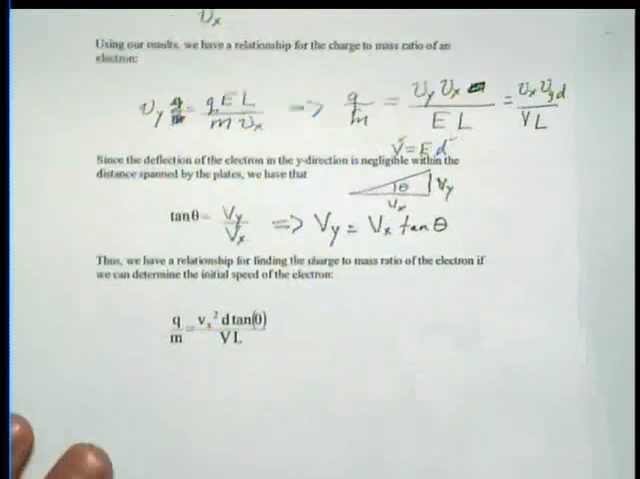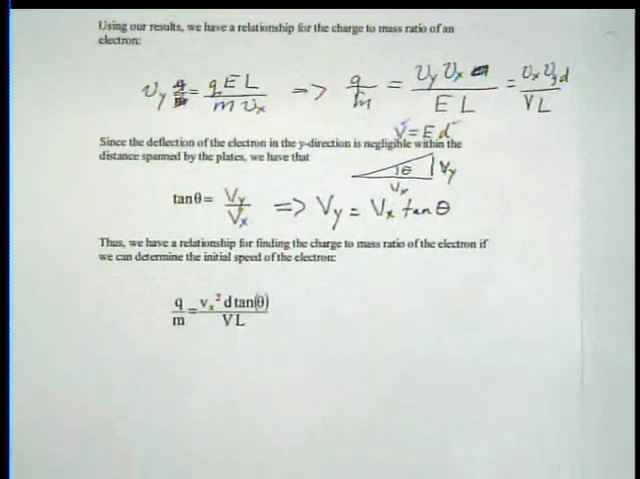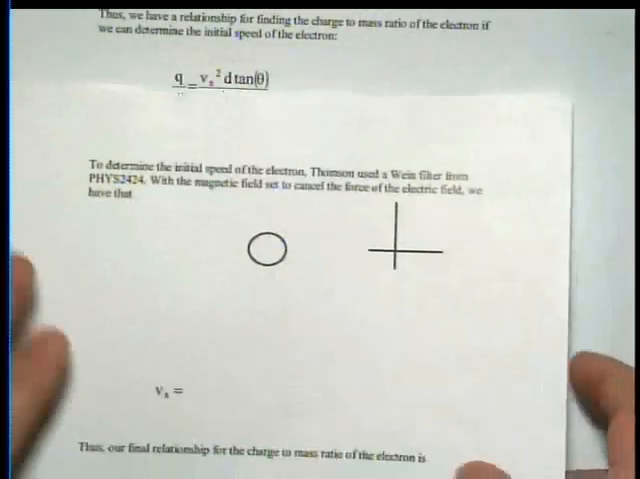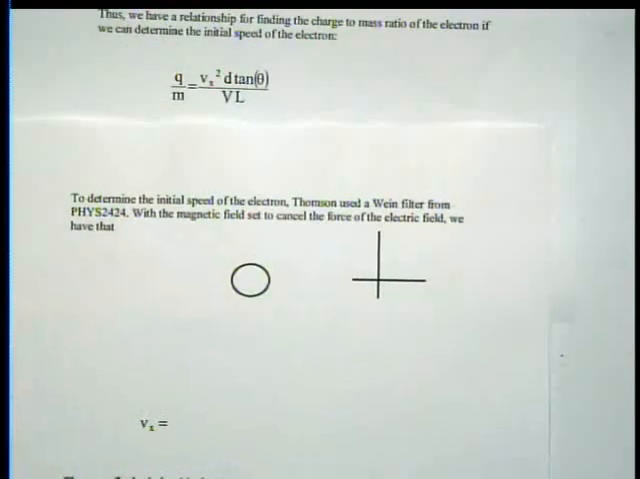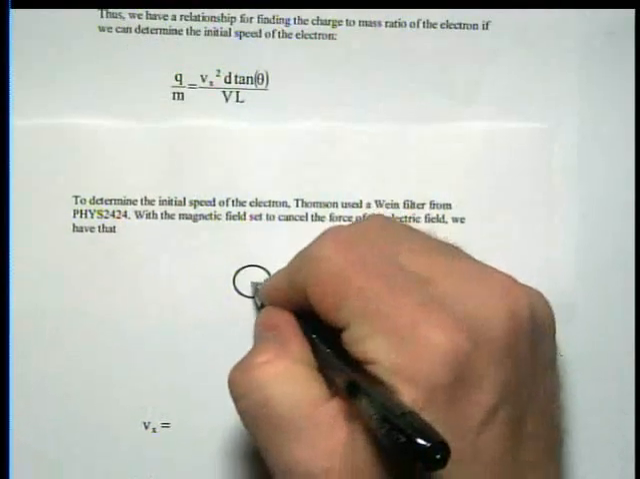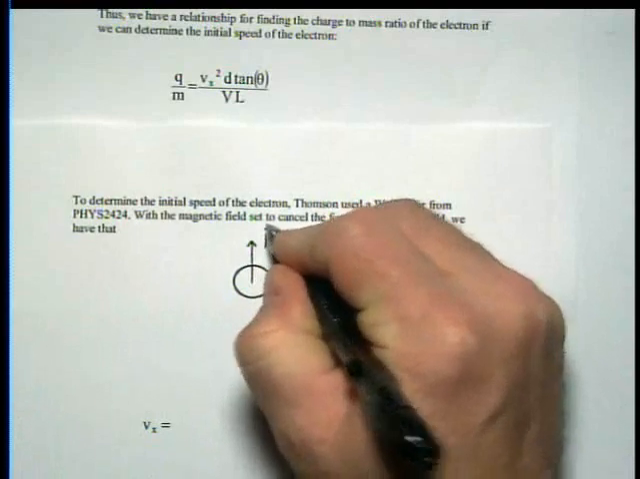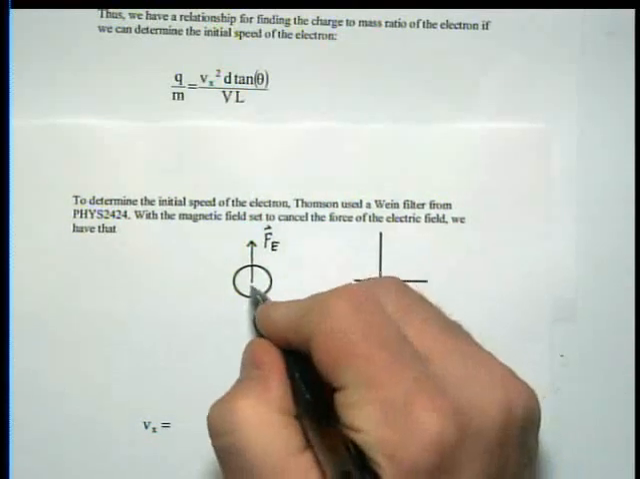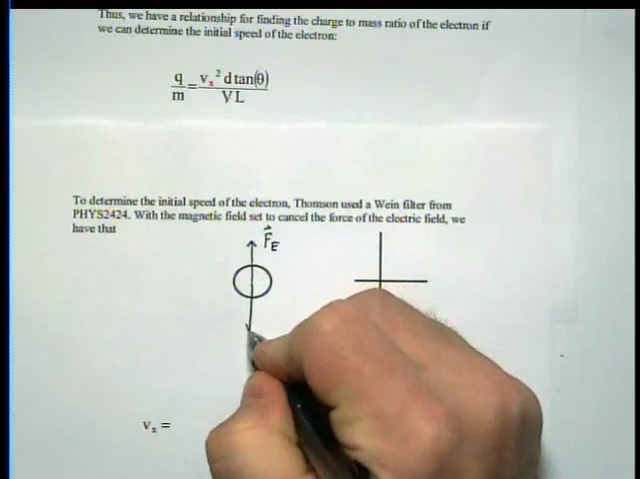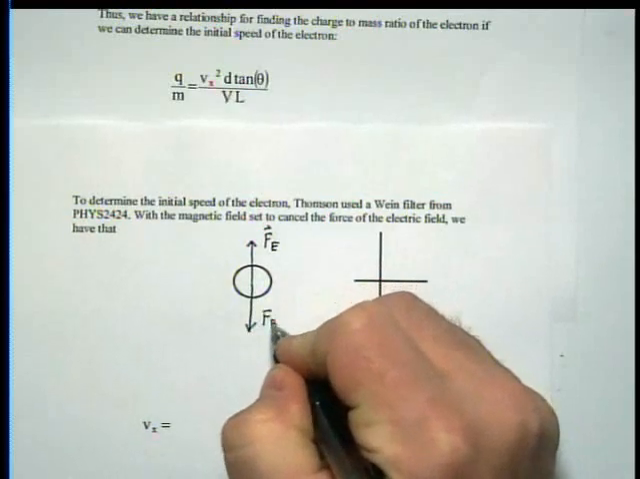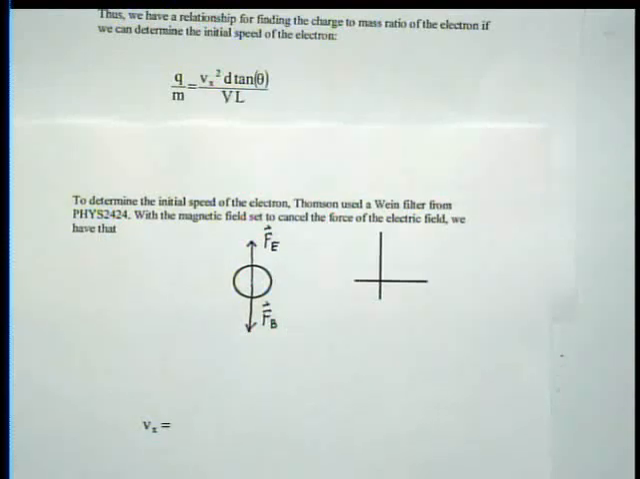So what he does is he deflects the beam, and then he puts his magnetic field on. So when he turns his magnetic field on, he has an electric force like that, but he also now has a magnetic force down. And if he adjusts the magnetic field just right, he can make those two forces cancel, and the beam goes back undeflected straight to the point where it started.